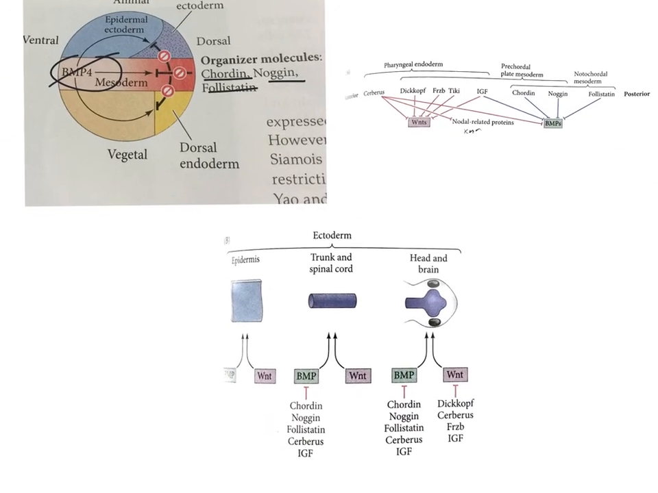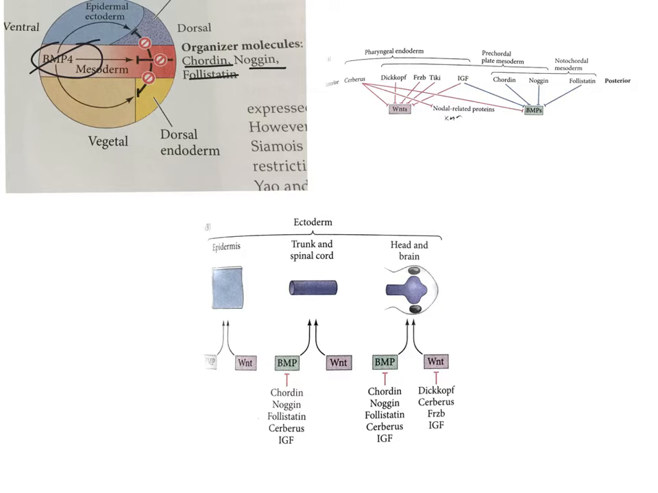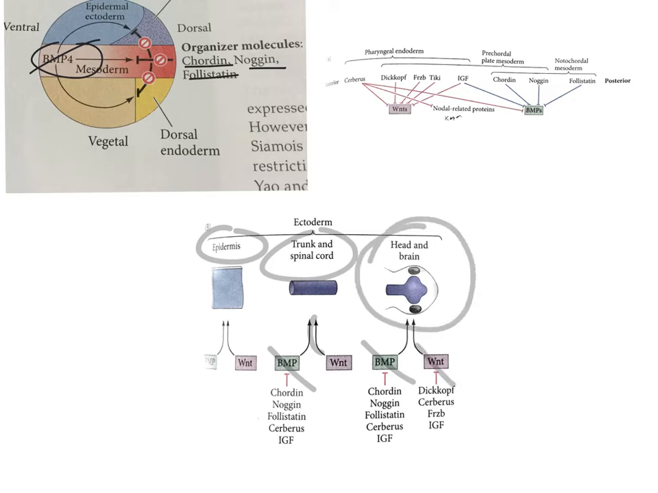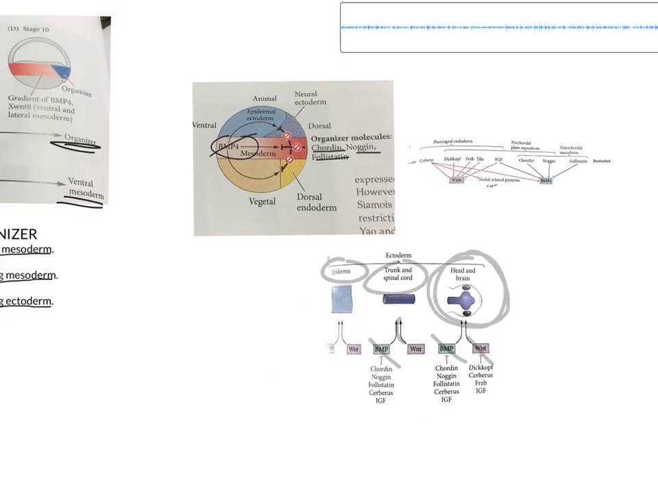Where BMP and Wnt are not inhibited, the ectoderm will specify into epidermis. Where there is BMP inhibition but no Wnt inhibition, the ectoderm will specify into trunk and spinal cord nervous tissue. Finally, where both BMP and Wnt are inhibited, this ectoderm will specify into the nervous tissue of the head and brain. And now we've covered the basics of Xenopus fertilization, cleavage, gastrulation, and molecular mechanisms.